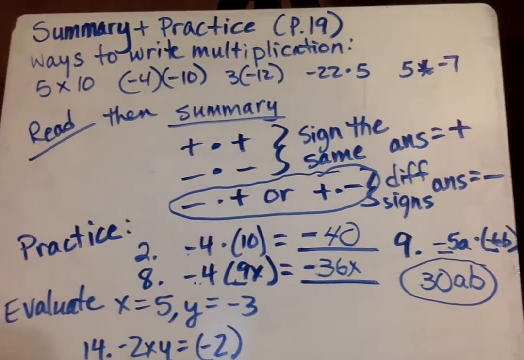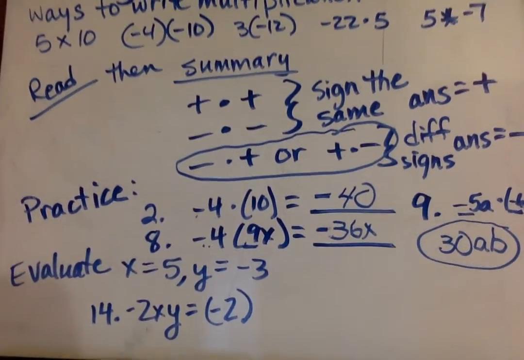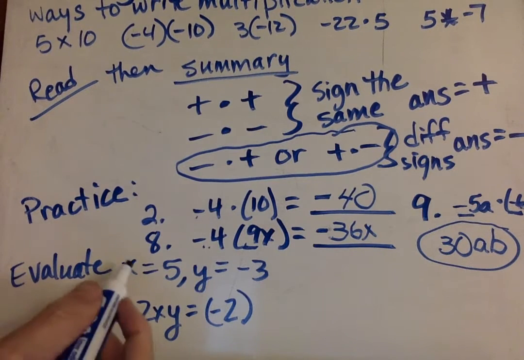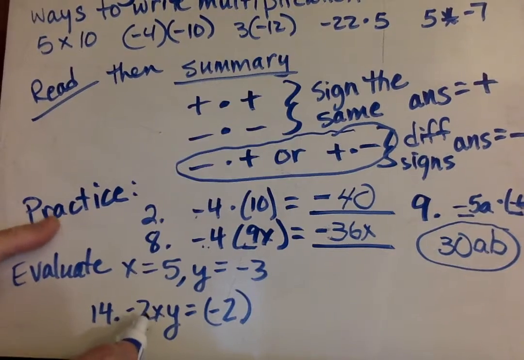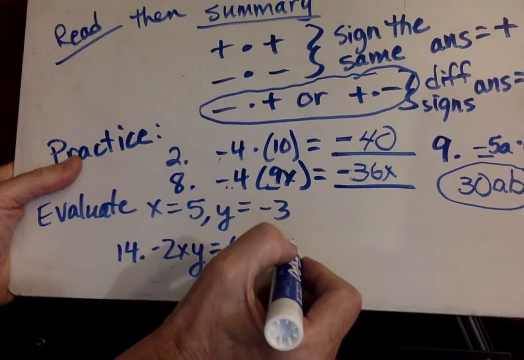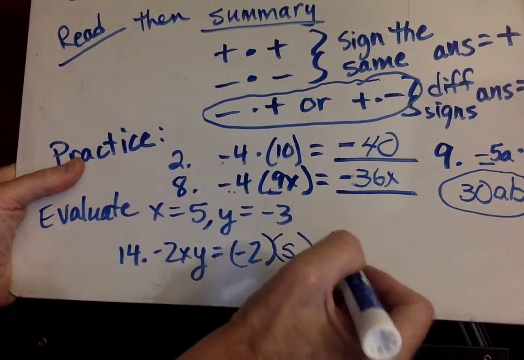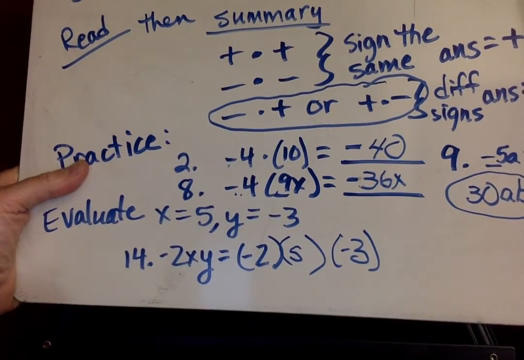Okay, next we're going to go on to number 14. I might have to lift it up a little and we will do it in this spot. Number 14, it says evaluate. Here they give you what x is and y is. And then they said negative 2xy. So negative 2 times x times y. So x was 5, so I'm going to put 5 here. And y is negative 3. Oh, we have 3 numbers. What do we do now?